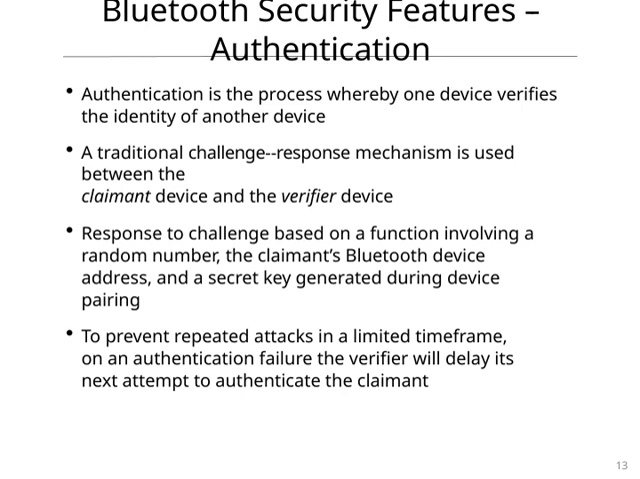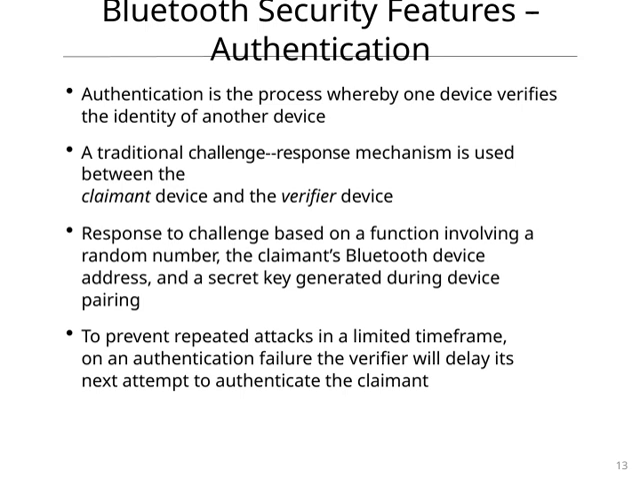The verifier sends a challenge, which is usually a random number, to the claimant device. The claimant then responds with a response that's based on a function involving that random number, the device's Bluetooth address, and a secret key that was generated during pairing.